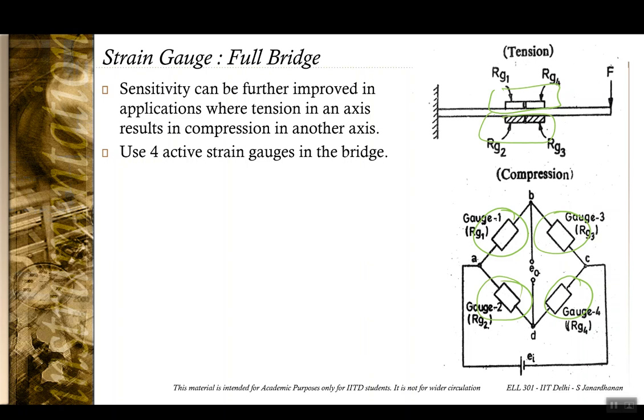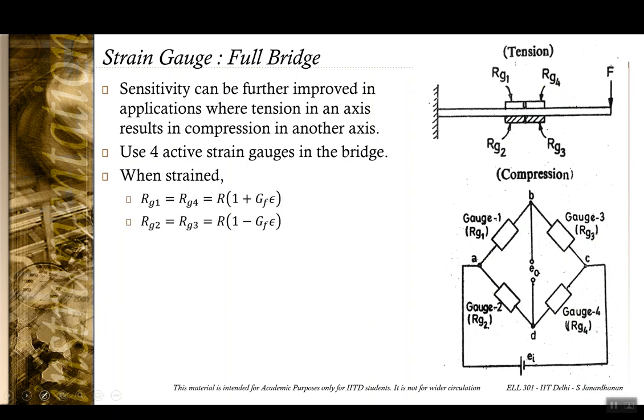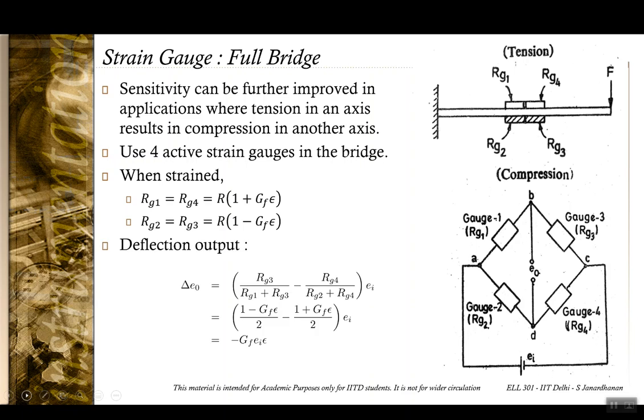Now when you have these four active gauges, then you have this expression, and when you use it, you will get again a doubling of the sensitivity. So this delta E0 is now GF EI epsilon. So this is 4 times as sensitive.